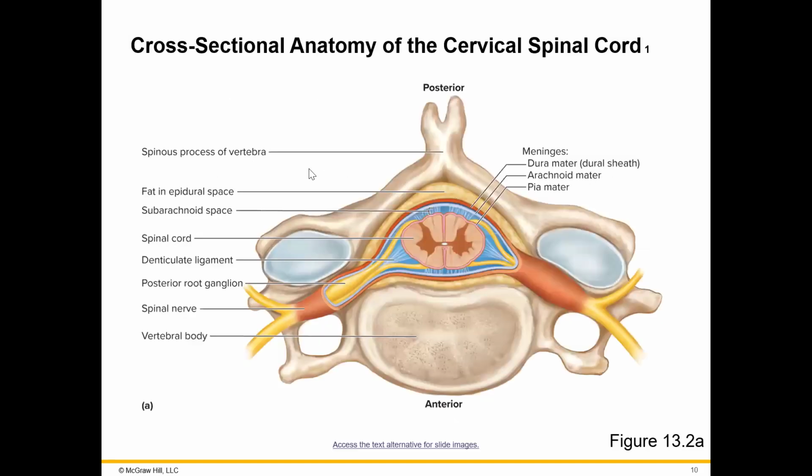So that shows us the spinous process of the vertebra, and we see that this is adipose tissue for energy. And we see that this is the subarachnoid space. This is the layer that is below the arachnoid layer. So you have your dura mater, that's the outermost layer, followed by the arachnoid mater, and between the arachnoid mater and the pia mater is your subarachnoid space. What do we find in this subarachnoid space here between the arachnoid mater and the pia mater?